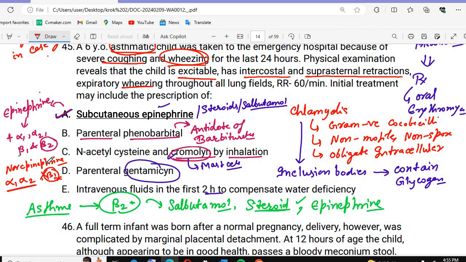Everyone knows that you have the sympathetic system and parasympathetic system. In the sympathetic system we have alpha 1 receptors, alpha 2 receptors, beta 1 receptors, beta 2 receptors, and beta 3 receptors. All these findings we will discuss. Then we have norepinephrine, remember, alpha 1 and alpha 2. Then epinephrine, remember, it stimulates alpha 1, alpha 2, beta 1, beta 2. This is the drug of choice for anaphylactic shock.